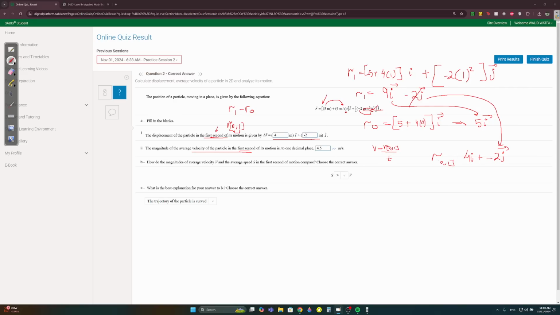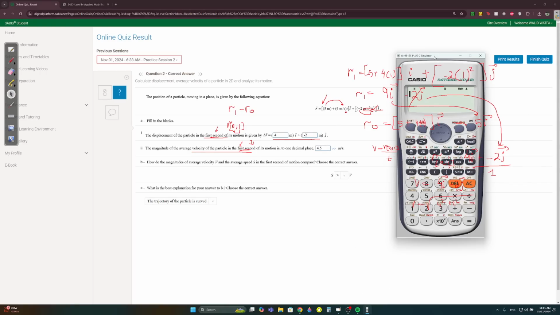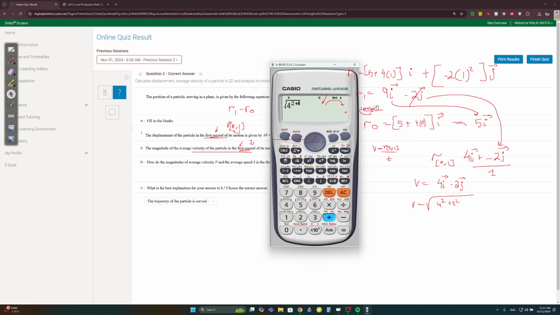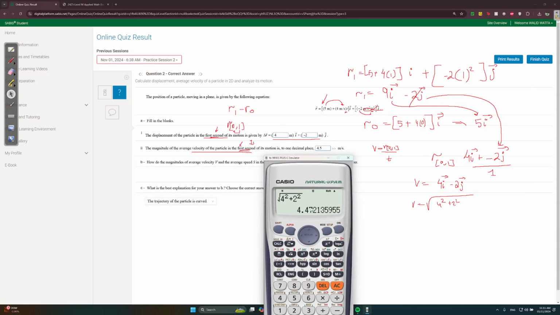Okay, we found the displacement, r01. How much is the time? It's the first second, so it's only 1 second. If you just divide this by 1, you're going to get that the velocity is 4i minus 2j. And they want the magnitude. Guys, if you have it in your written, please make sure you put the vector symbols. The magnitude of this would be radical 4 squared plus 2 squared. You get 4.5 to 1 decimal place.